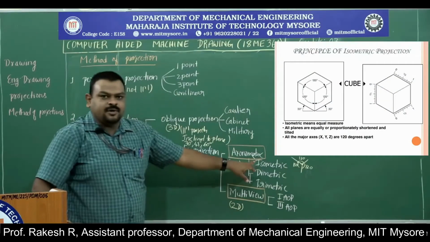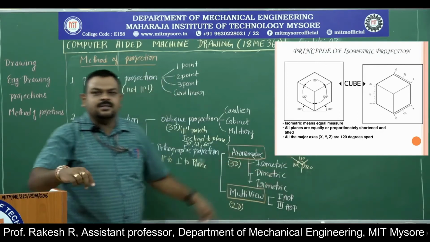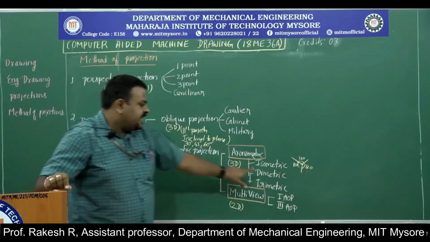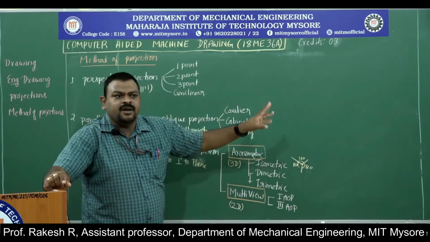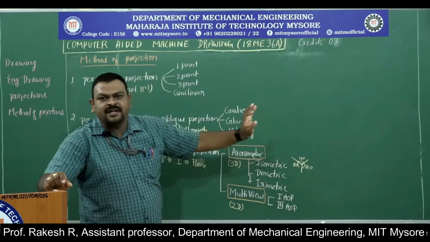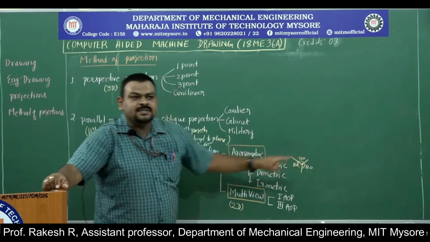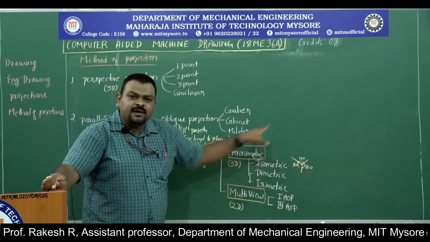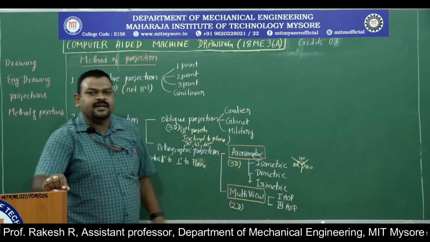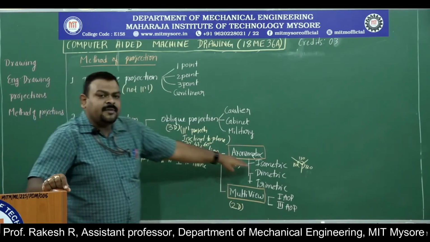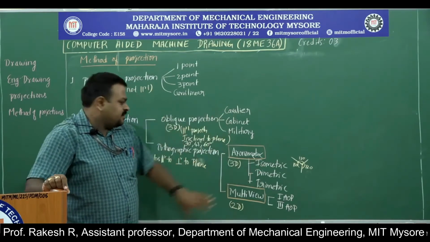This is nothing but iso. Iso means similar. All the angles are 120 degrees to each other. Diametric, any two angles are the same. One of the angles can be 120 or any other angle, and the other two sides will be the same. Trimetric, all three angles are different. So this is the classification of axonometric projection, and isometric drawings are all 3D drawings.